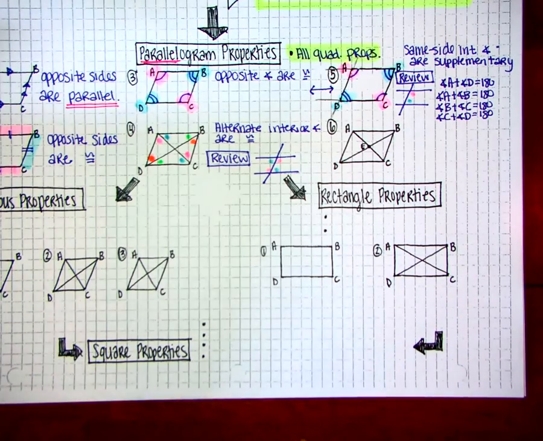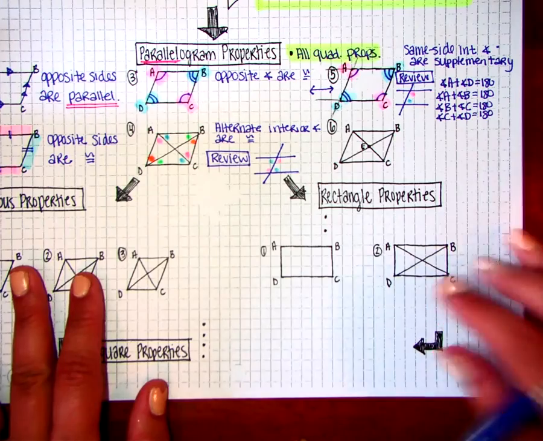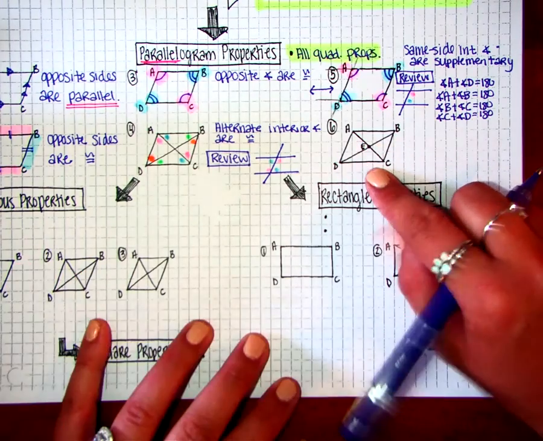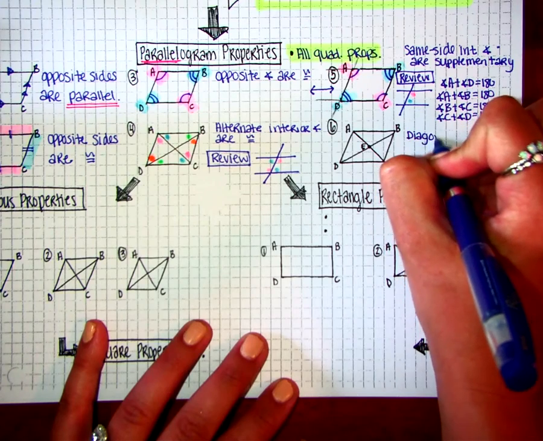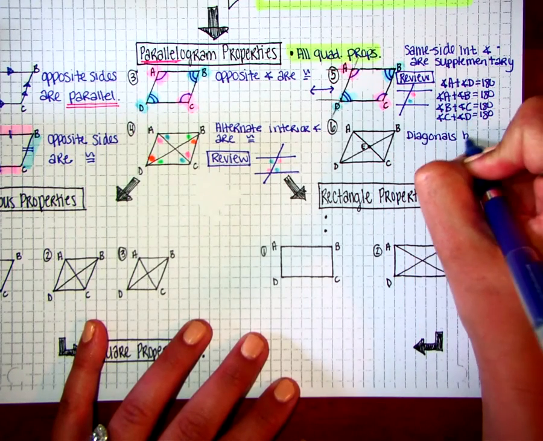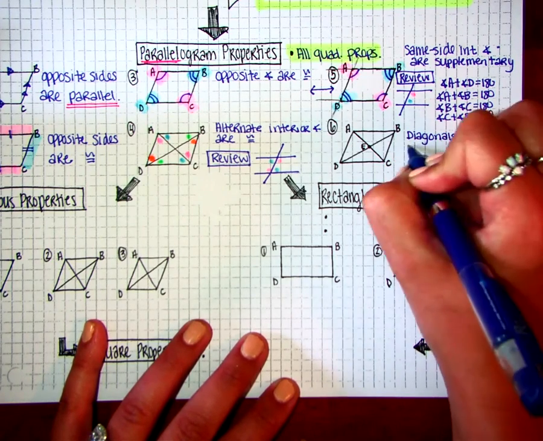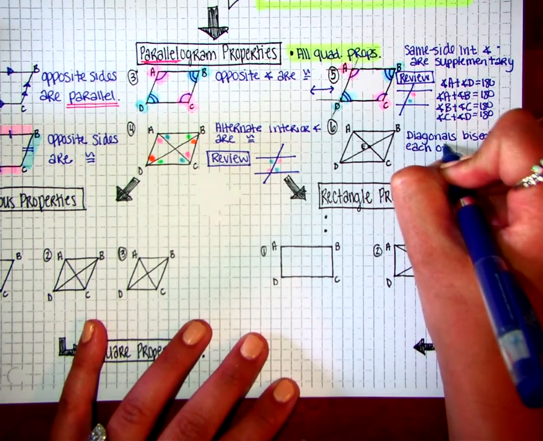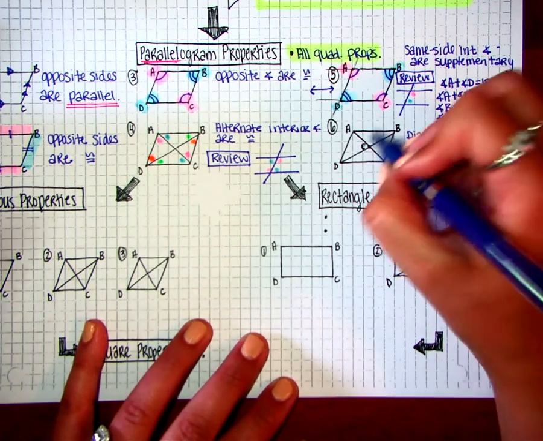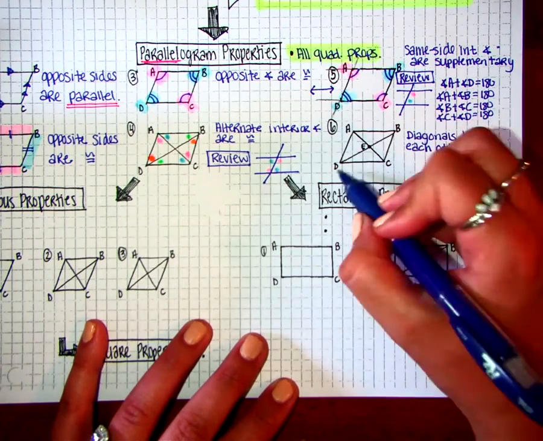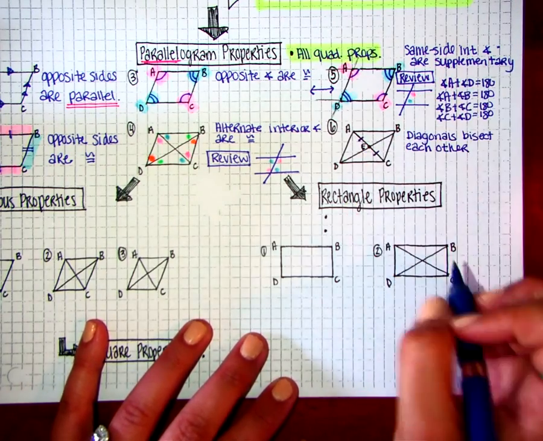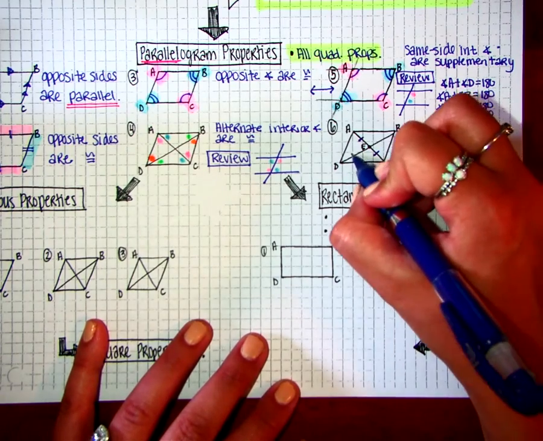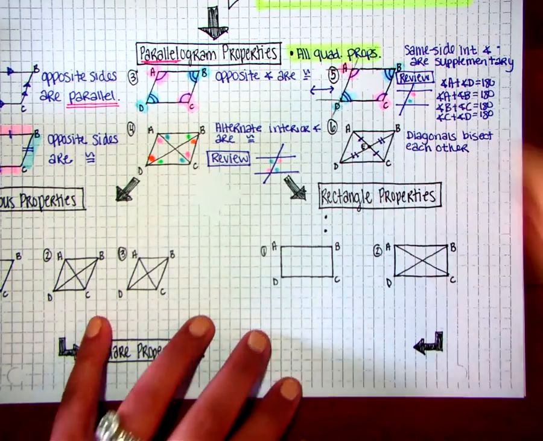Now, the very last property regarding parallelograms is about the diagonal measurements. The diagonals bisect each other. What that means is E is the midpoint of DB and AC. So AE and EC are equal. DE and EB are equal.